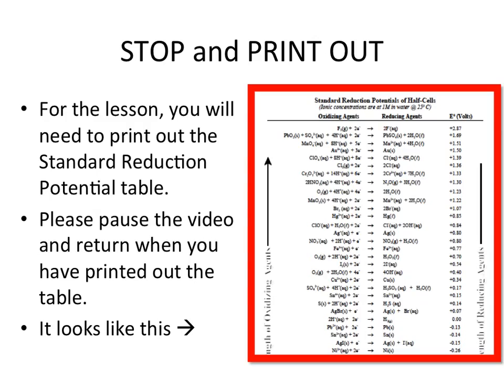Before we begin, just stop and print out the sheet that you'll find underneath. It's called the standard reduction potentials. It looks like that. Make sure you pause this video right now and go ahead and print it, and we'll come back.